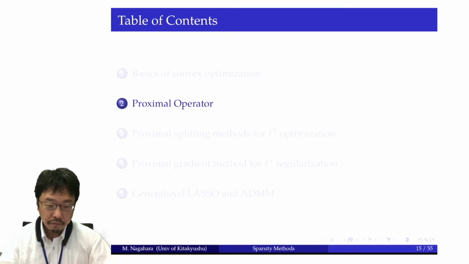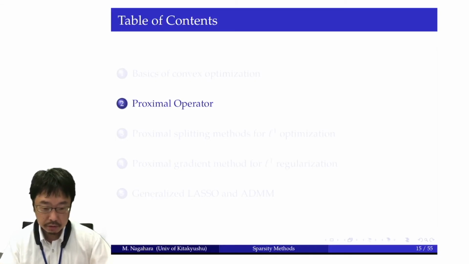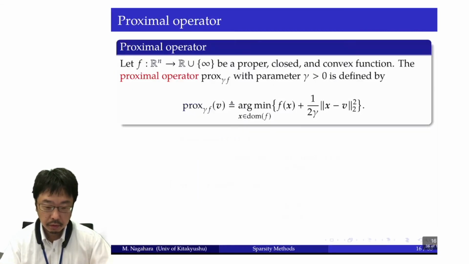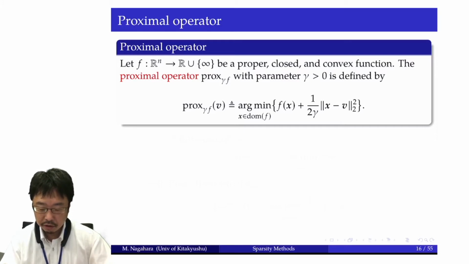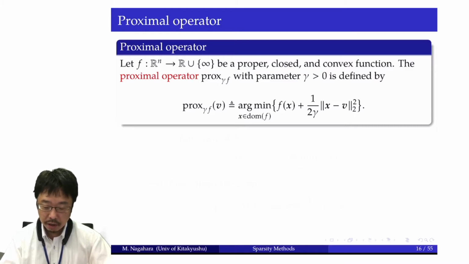Now, we investigate proximal operators. A proximal operator of a function is defined as this. Let f from R n to the extended real numbers be a proper closed and convex function. The proximal operator prox gamma f with parameter gamma positive is defined by this equation.